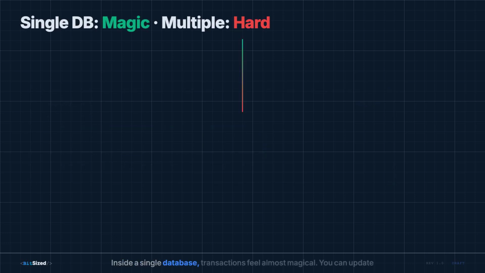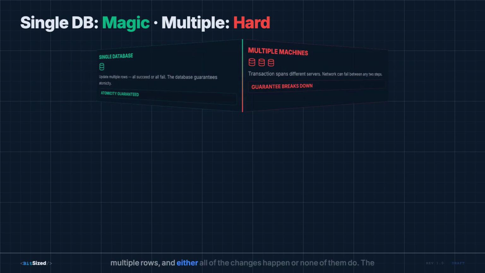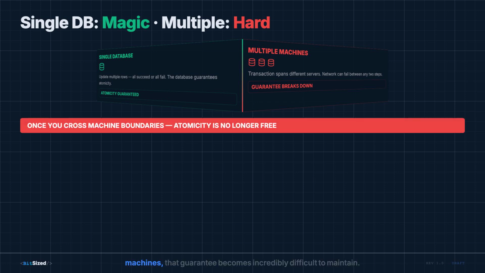Inside a single database, transactions feel almost magical. You can update multiple rows, and either all of the changes happen or none of them do. The database guarantees atomicity. But once your transaction spans multiple machines, that guarantee becomes incredibly difficult to maintain.